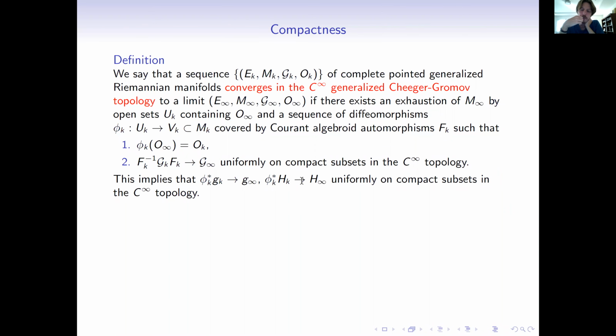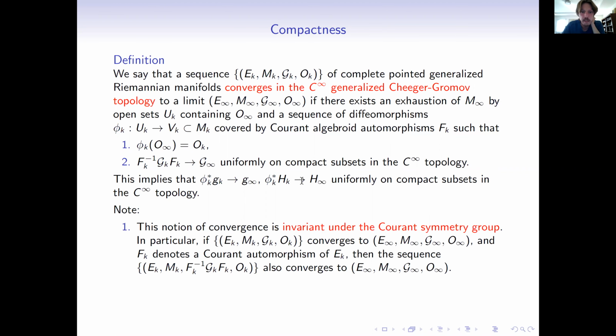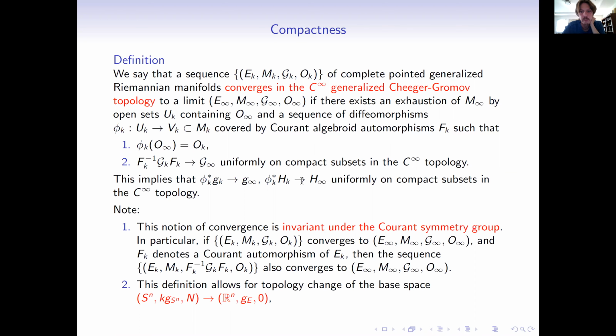So again, for those who have never seen this, a very basic example. Let me actually say note 2 first, perhaps. A really fundamental basic example that shows a bit how this works and how the topology can change is you can just take the sphere and then take the round metric multiplied by k and let k go to infinity, centered at the North Pole.